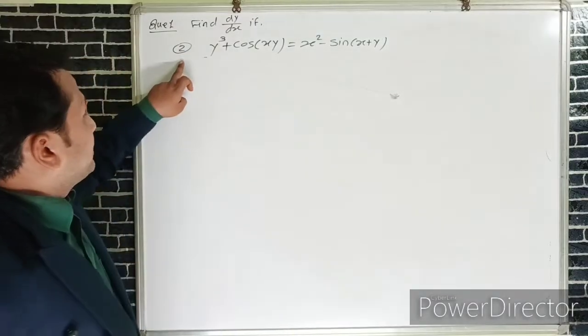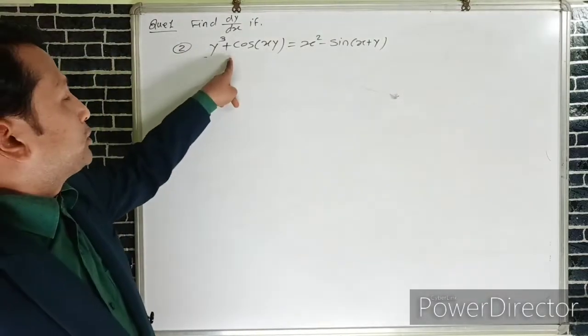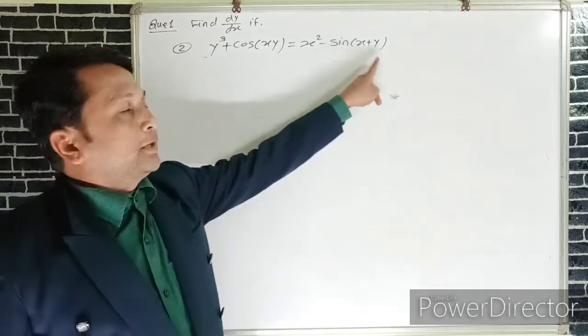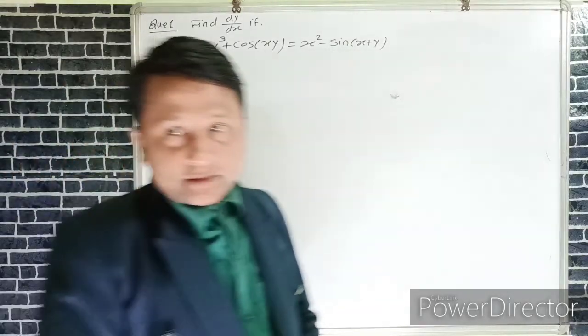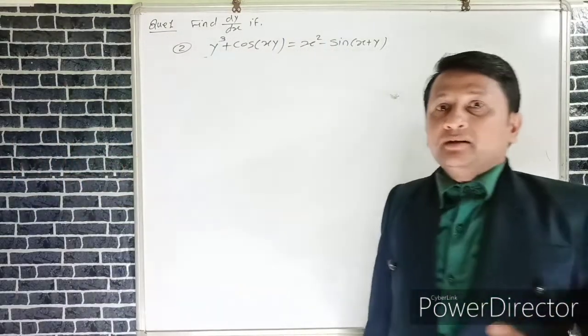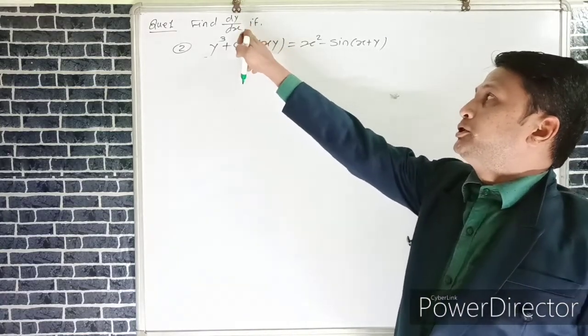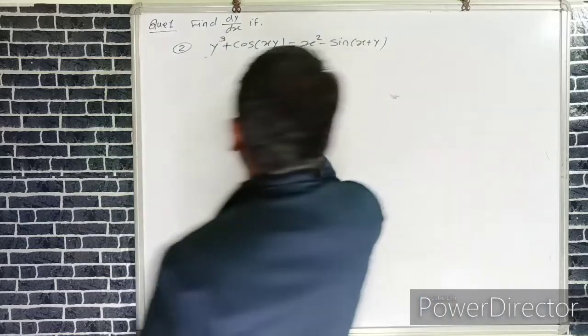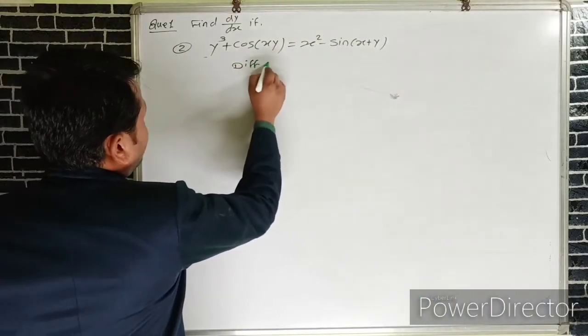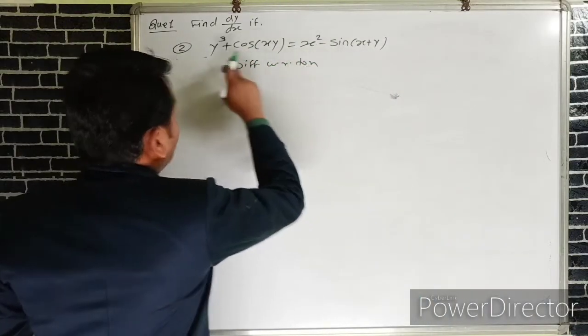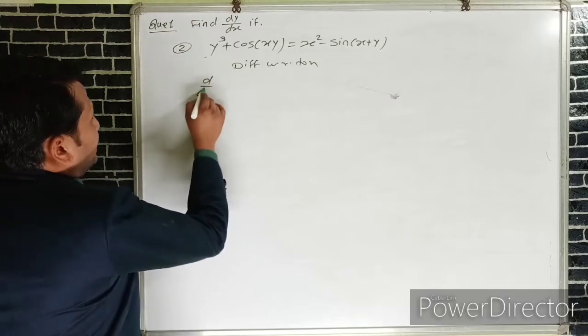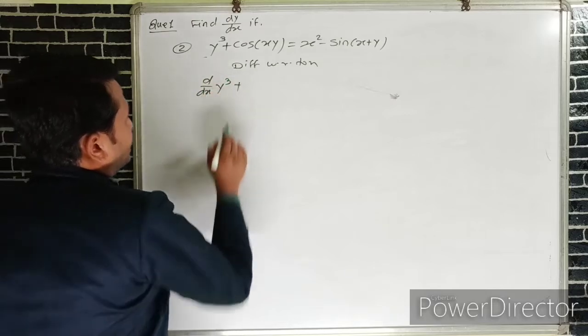Again, example number 2: y cube plus cos of xy is equal to x square minus sin of x plus y is an implicit function, and here we have to find dy by dx. dy by dx means derivative of y with respect to x. If we differentiate the given function with respect to x, then we can write it separately, the derivative of y cube with respect to x.